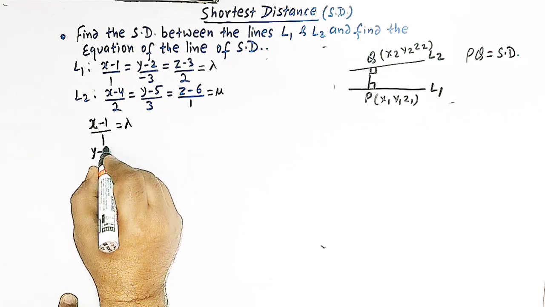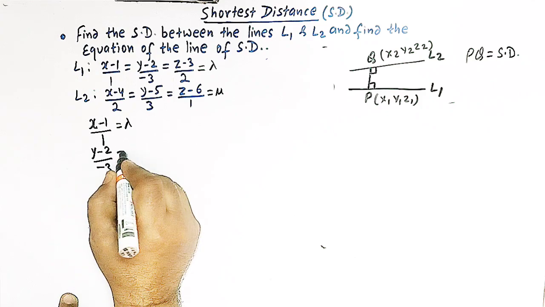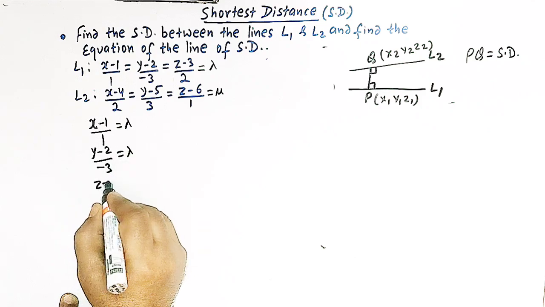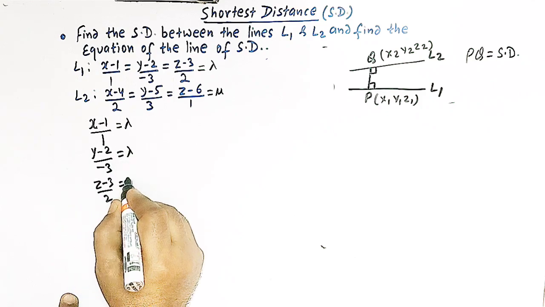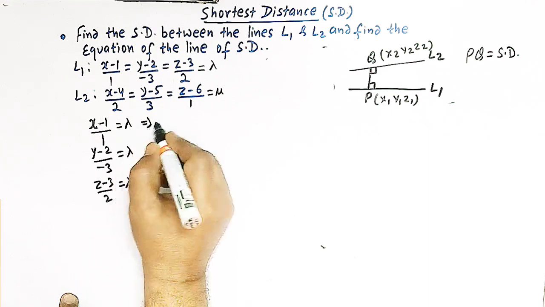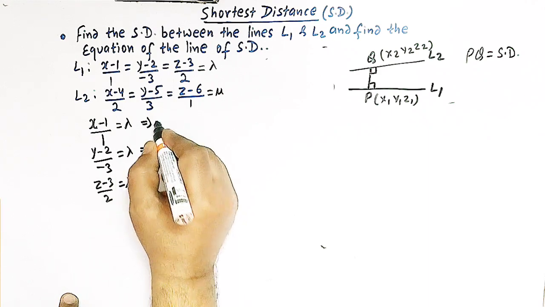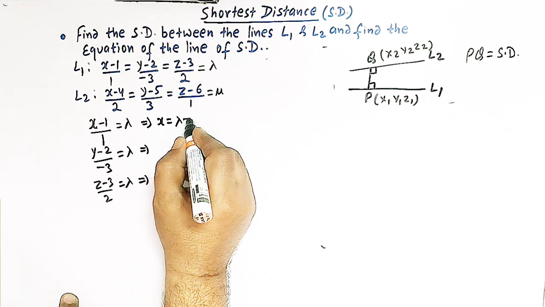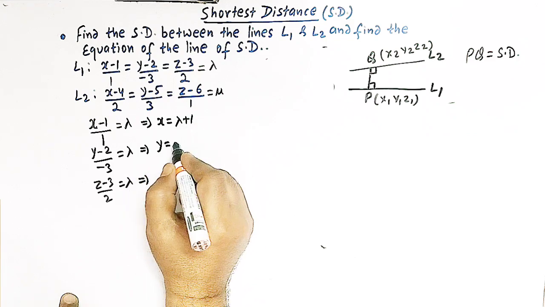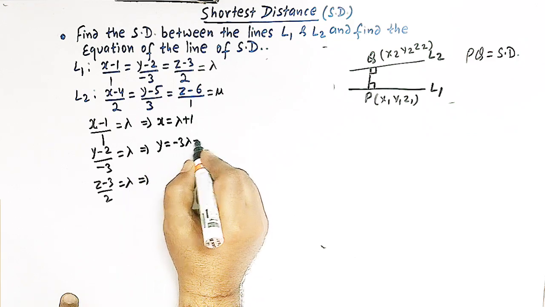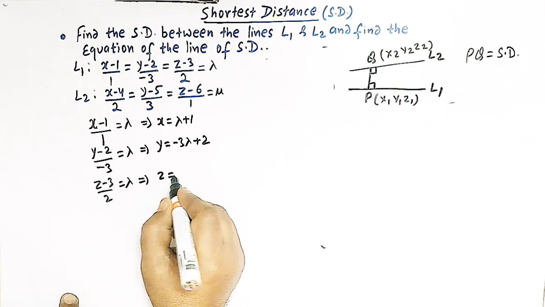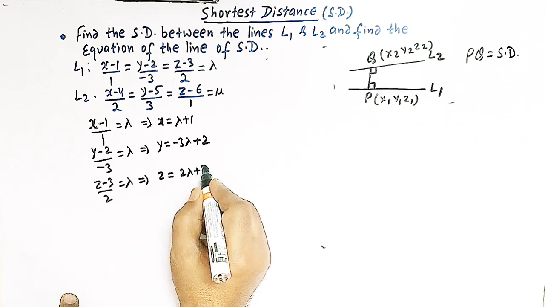From this line L1, we have (x minus 1) over 1 is equal to lambda, then (y minus 2) over minus 3 is equal to lambda, and (z minus 3) over 2 is equal to lambda. From here, we can write x is equal to lambda plus 1, y is minus 3 lambda plus 2, and z is 2 lambda plus 3.